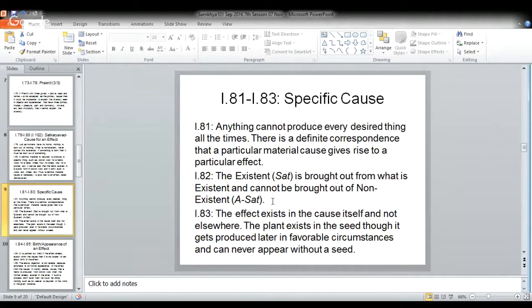1.83 is Karana Bhavacha. The effect exists in the cause itself and not elsewhere. Now he is saying Karana is the cause, Bhav is that existence. The effect we are talking about actually exists within the cause and it is brought out by certain effort we make. So the effect exists in the cause itself and not elsewhere. The plant exists in the seed, though it gets produced later in favorable circumstances and can never appear without a seed. So a cause is absolutely necessary for an effect. And now we have gone a few steps further where we say for a given effect, there has to be a specific cause, not any other cause, because there is a definite relationship between a cause and the effect.